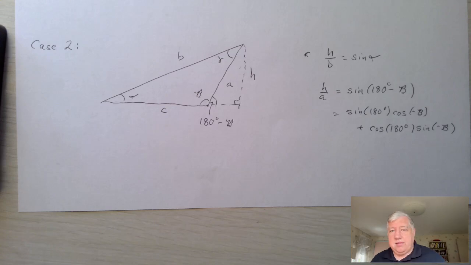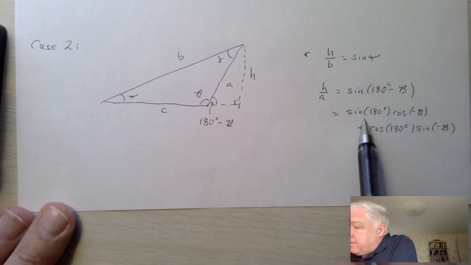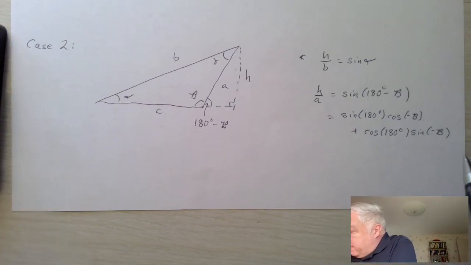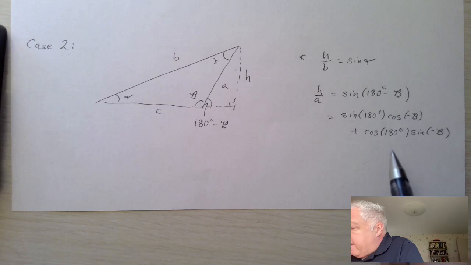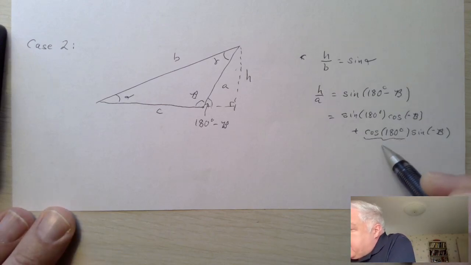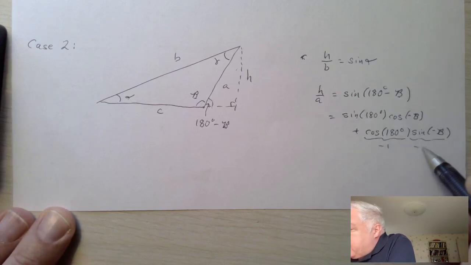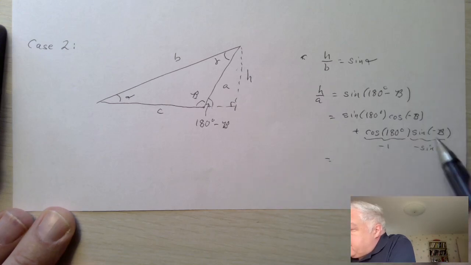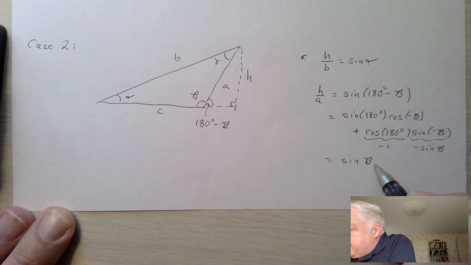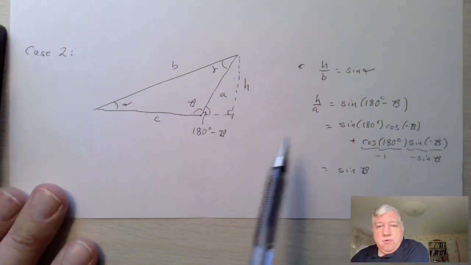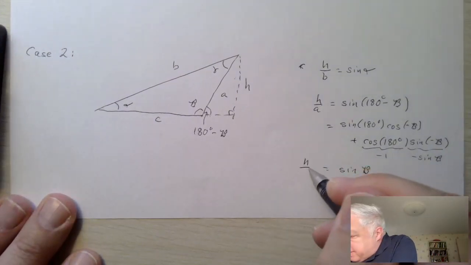Okay, so we have this. And then the sine of 180 is going to be 0, so this term goes away. And the cosine of 180 is going to be negative 1, but this is going to be minus sine beta. So when everything's said and done, this is just the sine of beta. Okay. So we get H over A is this.